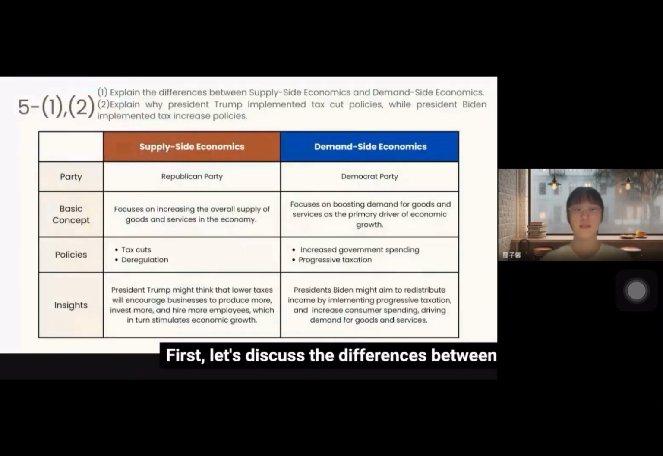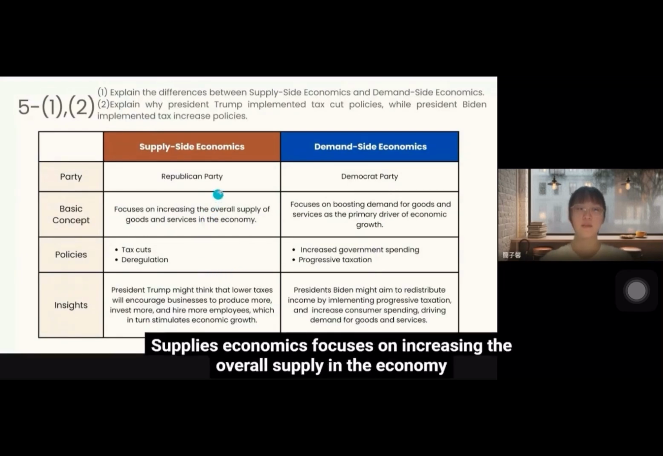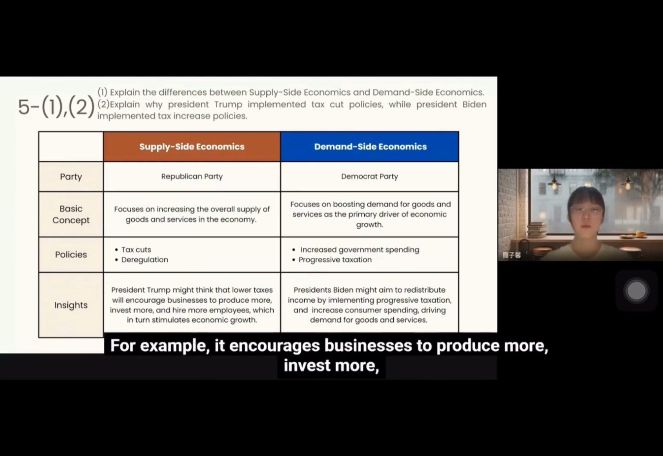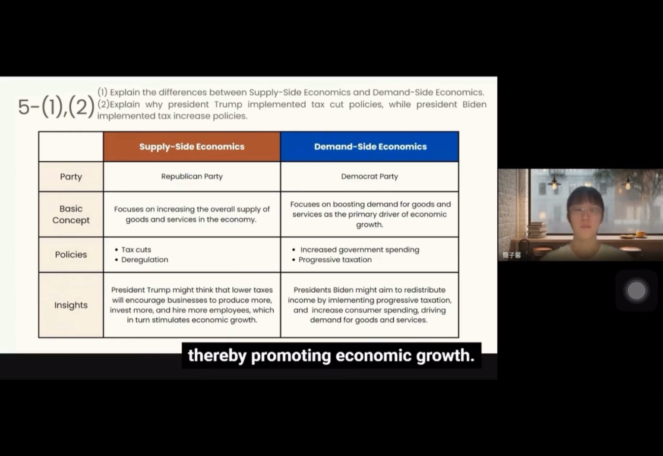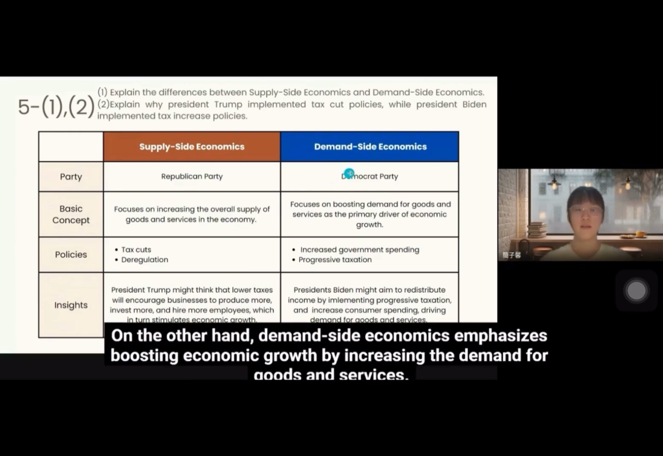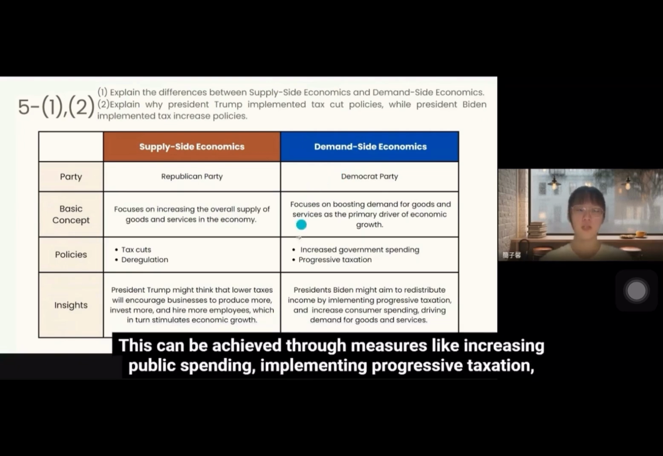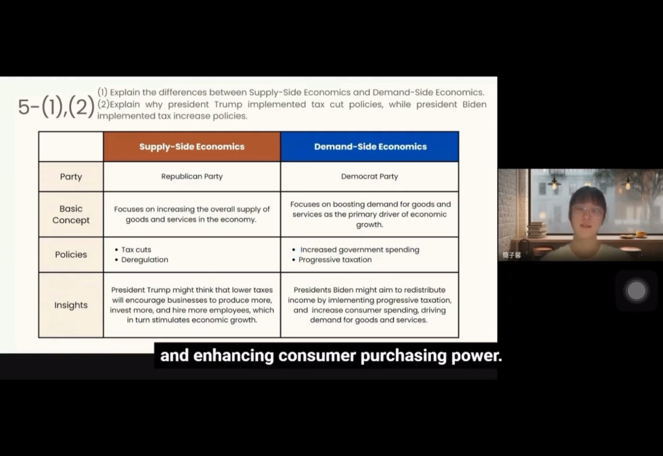First, let's discuss the differences between supply-side economics and demand-side economics. Supply-side economics focuses on increasing the overall supply in the economy. For example, it encourages businesses to produce more, invest more, and hire more employees by lowering taxes and reducing regulations, thereby promoting economic growth. On the other hand, demand-side economics emphasizes boosting economic growth by increasing the demand for goods and services. This can be achieved through measures like increasing public spending, implementing progressive taxation, and enhancing consumer purchasing power.